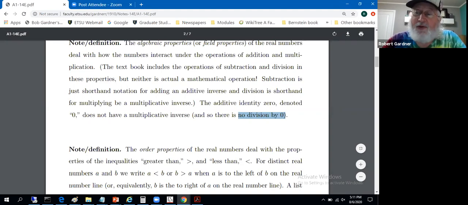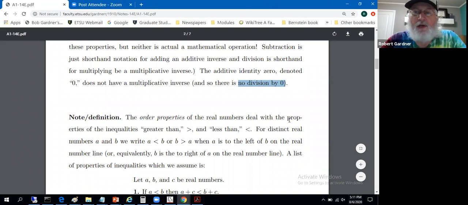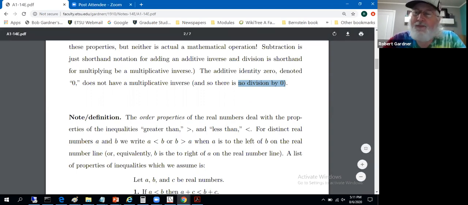That's a totally different problem. So no division by 0. To make it more tangible to you, if I ever see you write something involving division by 0 on a test, for example, I'll be taking points away from you. So don't give me the pleasure. Don't divide by 0. That's not a math thing.